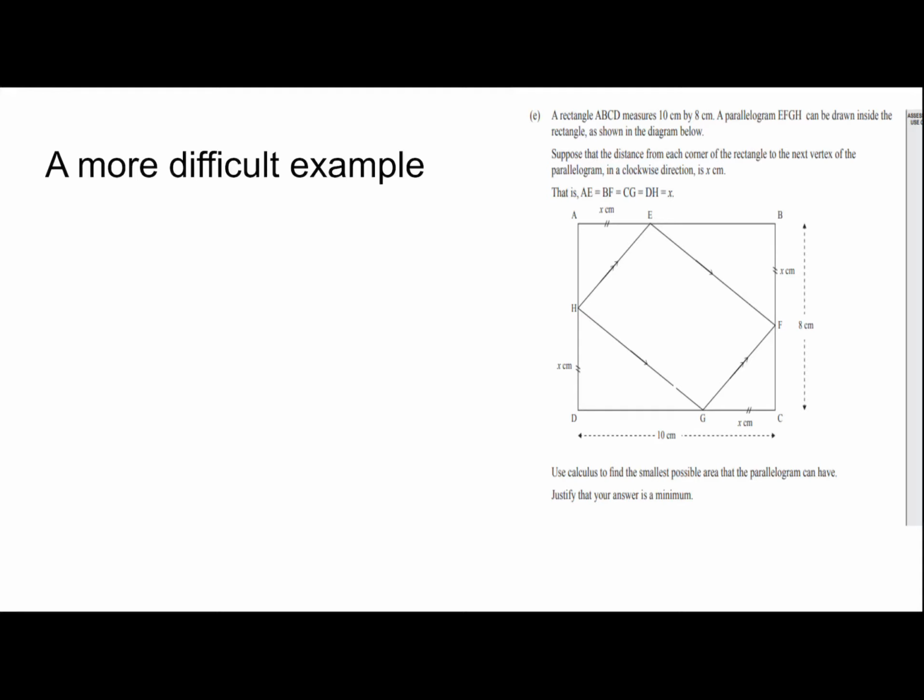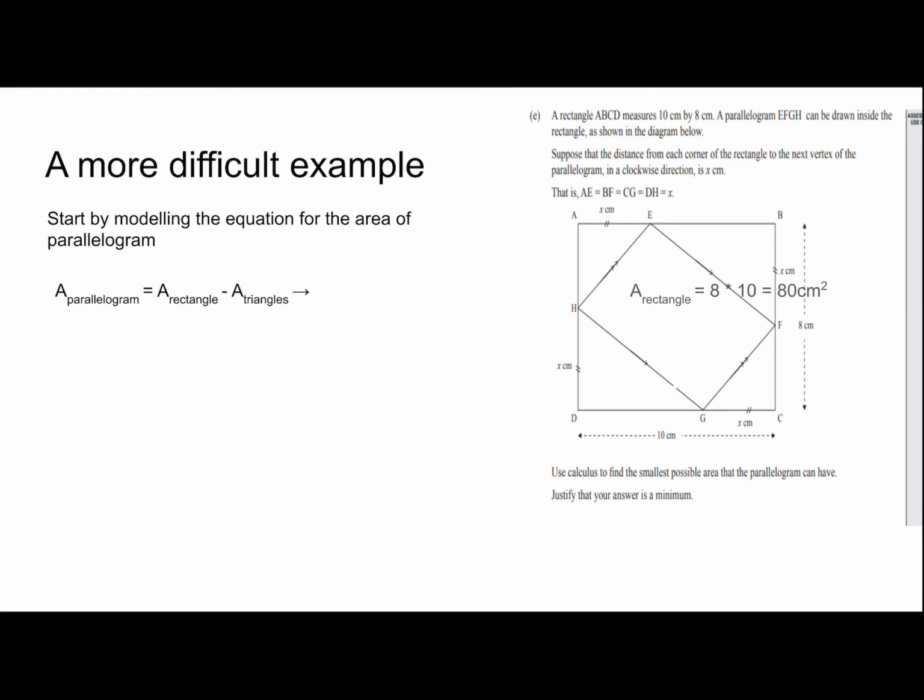Alright, so the first thing you've got to do, because it asks what is the smallest possible area that the parallelogram can have, is model an equation for the area of the parallelogram. We can say that the area of the parallelogram equals the area of the rectangle minus all the triangles you can see there. The area of the rectangle is 8 by 10, so 80 centimeters squared. But now we need to find the area of the triangles there.